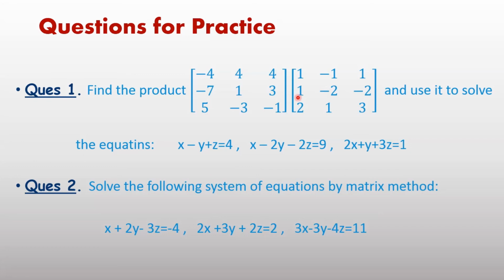If by chance the product is equal to the identity matrix, then you can say both are inverses of each other, meaning the inverse of this matrix is this. I will consider this as A, then the inverse of A is this: minus 4 4 and 4, minus 7 1 3 and 5 minus 3 minus 1. And after that you can solve it.